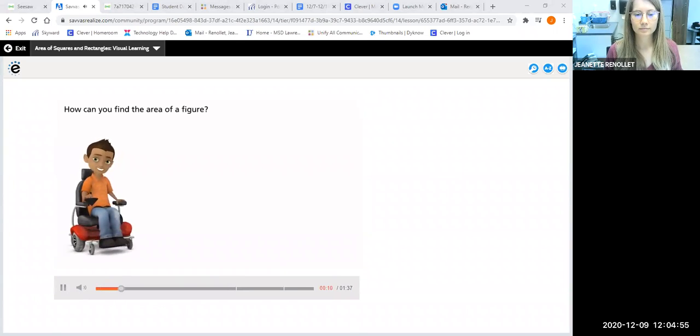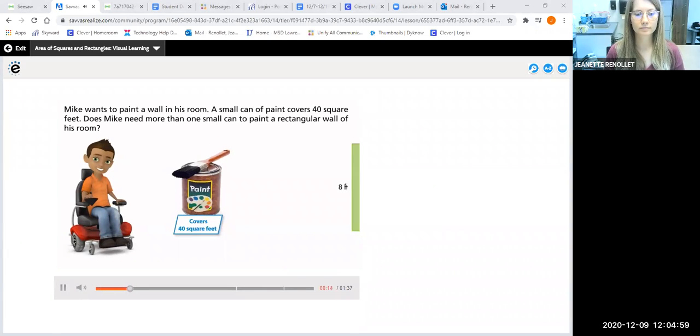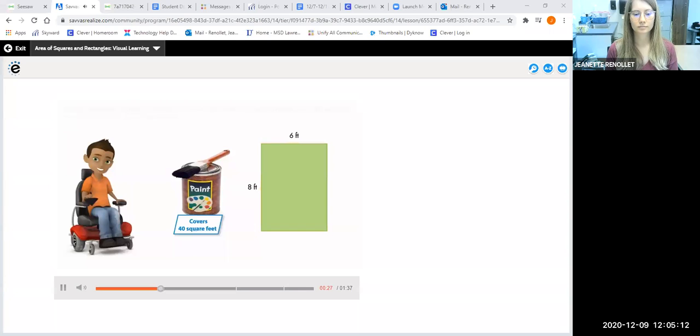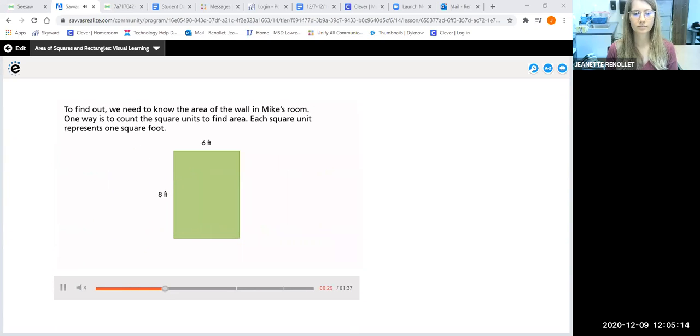How can you find the area of a figure? Mike wants to paint a wall in his room. A small can of paint covers 40 square feet. Does Mike need more than one small can to paint a rectangular wall of his room? To find out, we need to know the area of the wall in Mike's room.